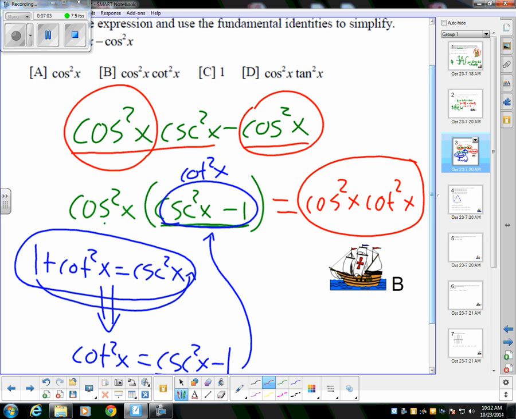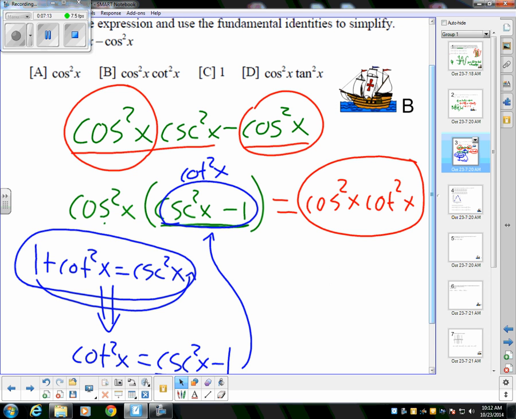Now this is good, and it does match, and in most cases when it matches, you're good with multiple choice. But it's not necessarily a bad idea to at least explore, can this simplify any more? Like, what if we could simplify it to just cosine, which is A, or just 1, which is C? Is that possible? It's not a bad idea to explore that.